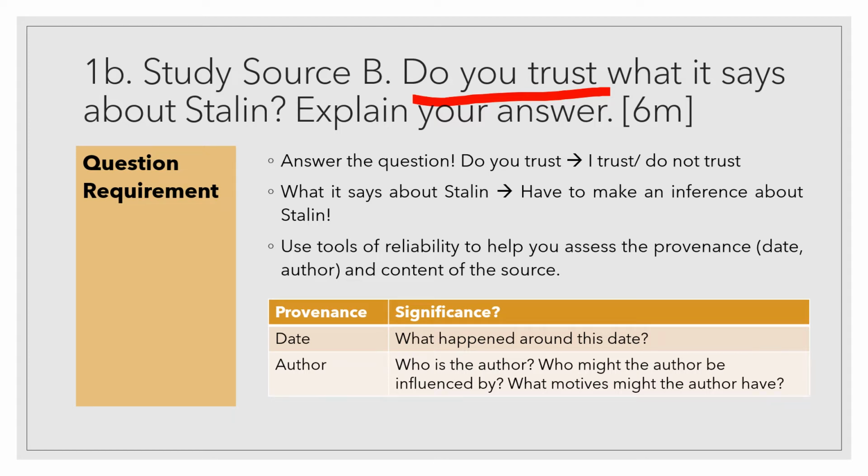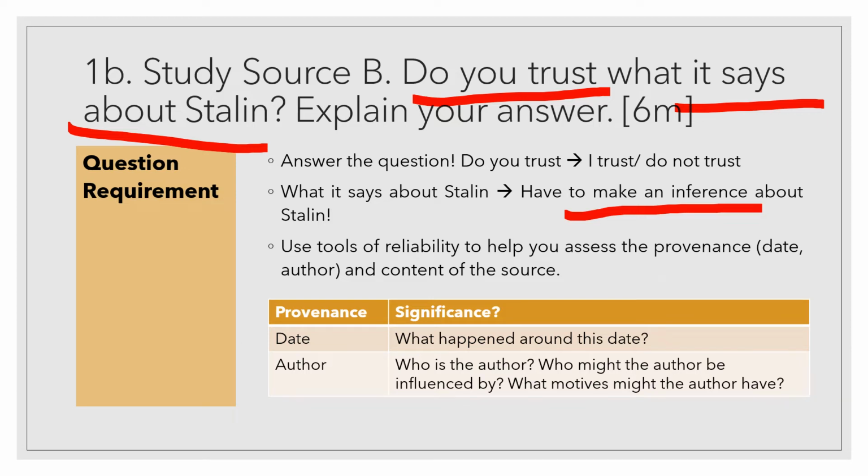Okay, there were some students who said that this source is reliable. Like, you jump straight to telling me whether the source is reliable or not. Do not do that, please. Always start with answering the question. Okay, and the next thing that you missed out was this: what it says about Stalin. Since it's asking you about source B and what it says about Stalin, that means you have to make an inference about Stalin. Without this inference about Stalin, you will be stuck at L1. The maximum marks that you will get will be 2 out of 6 marks.